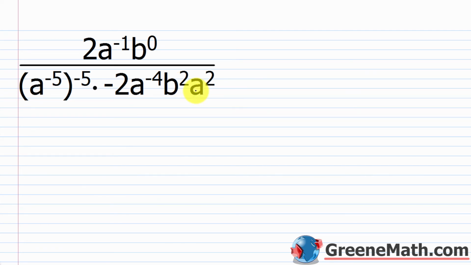So if I simplify in the numerator first, I know b to the power of 0 is 1. So I can cross this out and just put a 1 there. 1 times anything is just itself. So the numerator I'm going to write as 2a to the power of negative 1.